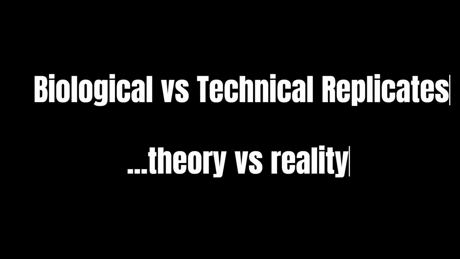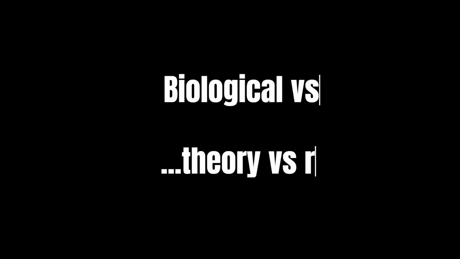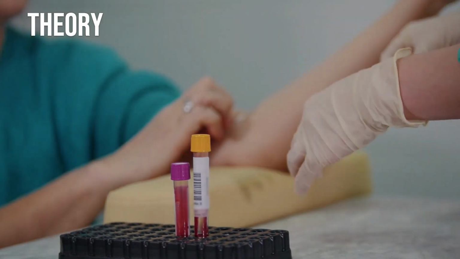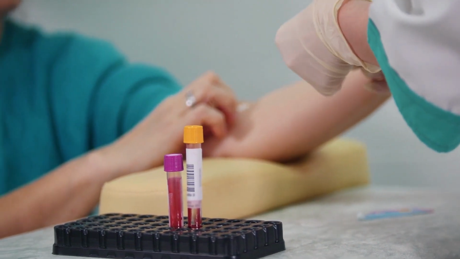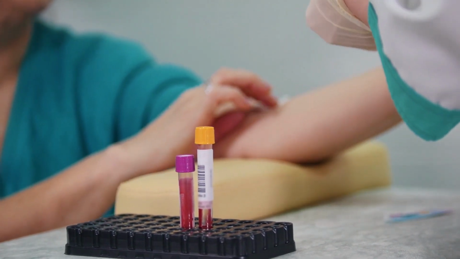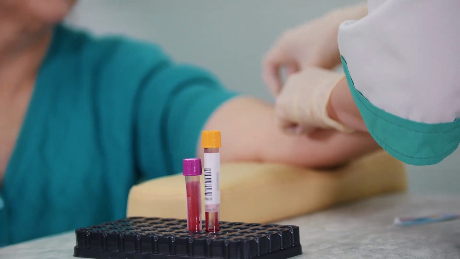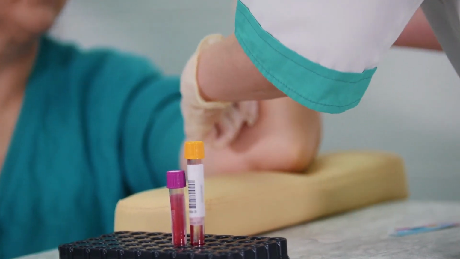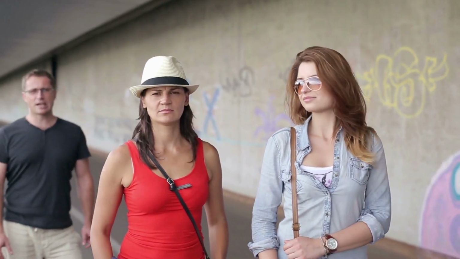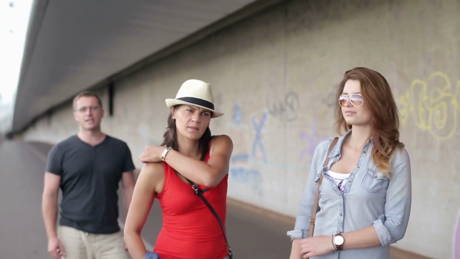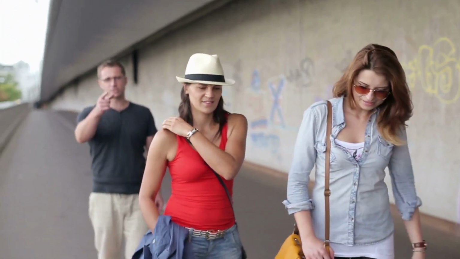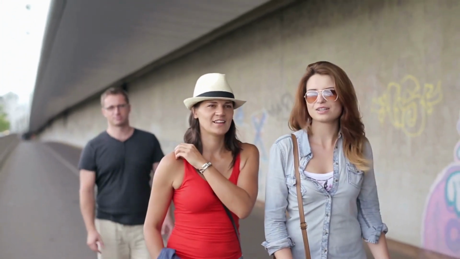The difference between biological and technical replicates. Technical replicates are repeated samples taken from the same source. For example, 3 blood samples from the same individual to check whether your experimental technique is reproducible. Whereas a biological replicate refers to sampling from different sources, like for instance taking a blood sample from 3 different individuals to see whether the result overall is biologically reproducible.